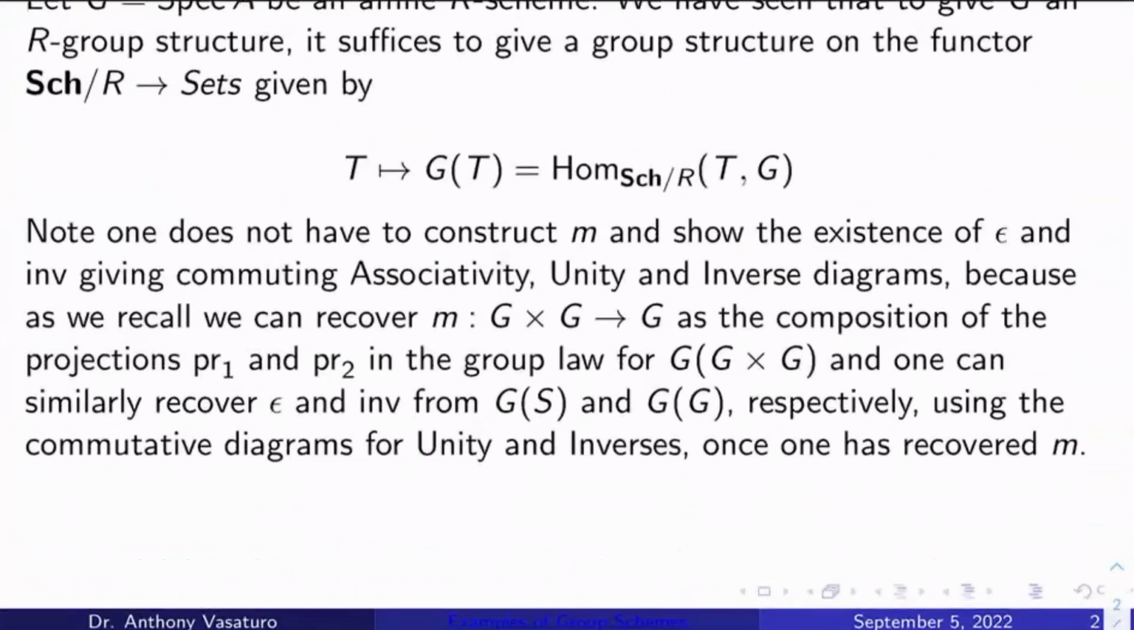I don't actually have to construct the multiplication map M, or epsilon, or the inv map that give the commuting associativity, unity, and inverse diagrams, because you can recover M, for example, as the composition of the projections pr_1 and pr_2 in the group law for the G × G-valued points of G. You can similarly recover epsilon and inv in the same way from the S-valued and G-valued points of G respectively, just by considering the diagrams for unity and inverses, provided you've already recovered M.